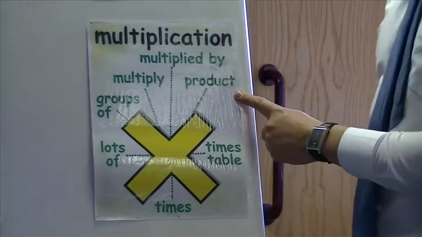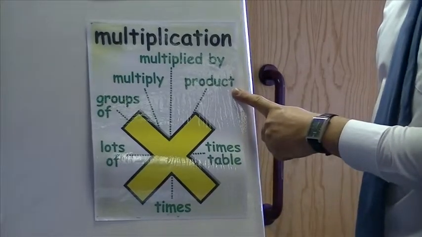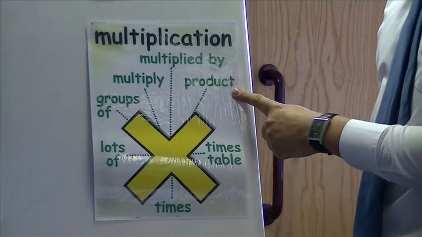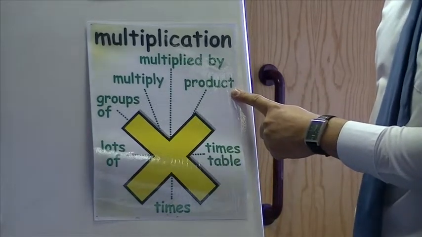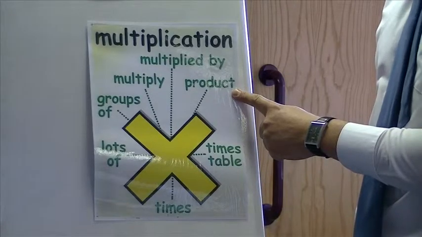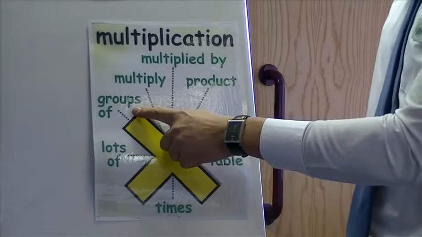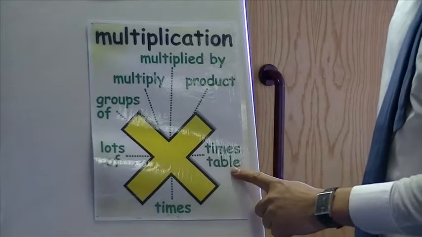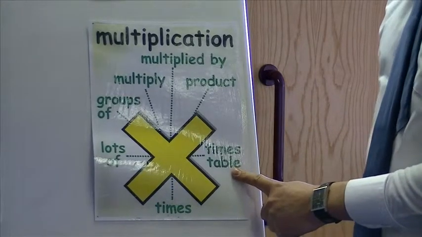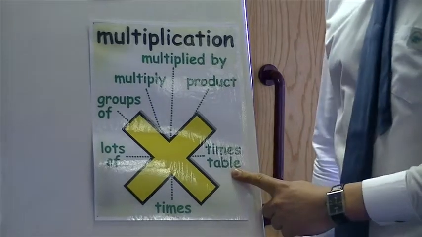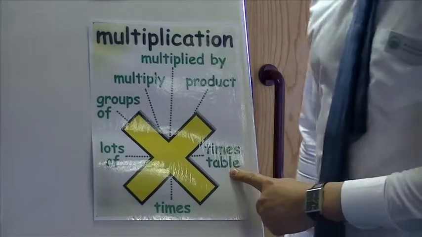A question that comes up often in Key Stage 2 SAT papers is the product of. What is the product of 8 and 6? Which effectively means what is 8 times by 6? So we've got groups of, obviously times tables. We're all learning our times tables and we use the Percy Parker CD where children sing the songs.